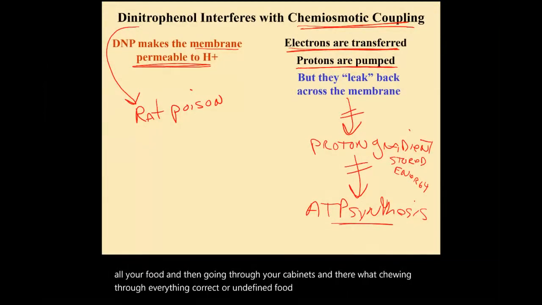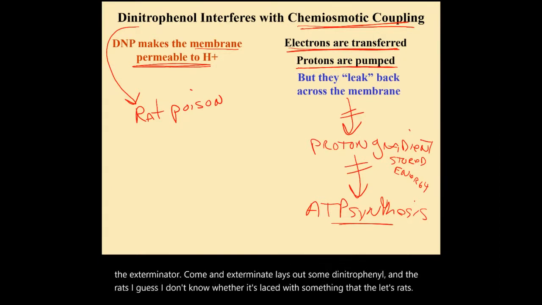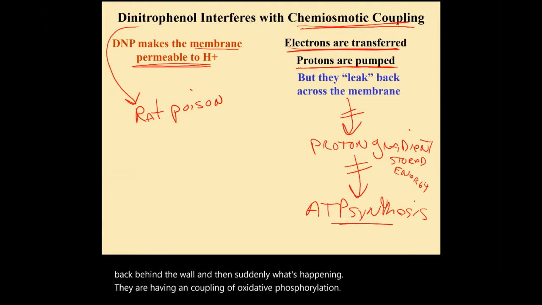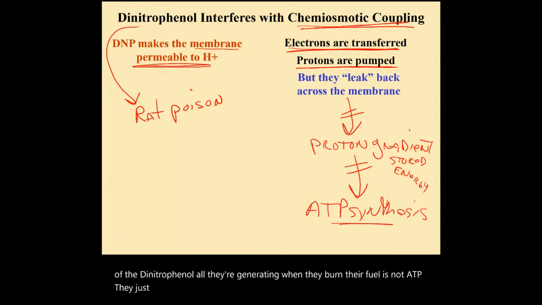Okay, so you have the exterminator come, and the exterminator lays out some dinitrophenol. And the rats, I guess, I don't know whether it's laced with something that the rats eat it. So the rats eat the dinitrophenol, and then they go back behind the wall, but sometimes they don't even go back behind the wall. And then suddenly what's happening? They're having uncoupling of oxidative phosphorylation, and they start burning up all their fuel, trying to make ATP energy. Because of the dinitrophenol, all they're generating when they burn their fuel is not ATP. They're just generating what? Heat, right?